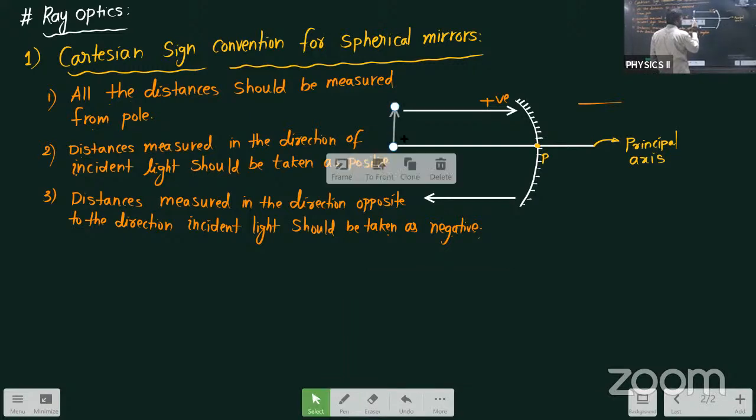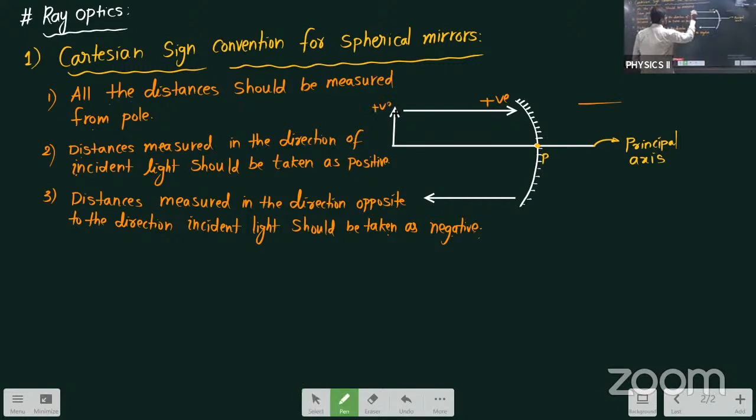Now we are measuring the distance or height of an object above the principal axis. So what should I take? I should take the positive distance. This distance should be taken as positive. So what can I write?